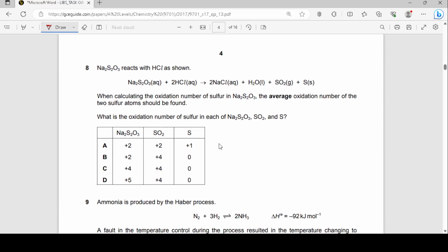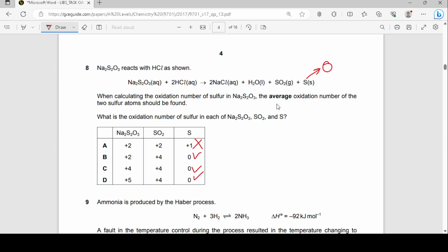I don't know if I'm wrong. Correct me in the comments. What is the oxidation number of sulfur in each of Na2S2O3, SO2, and S? Okay, so in S it's the easiest because that's a pure elemental form, so it's going to be 0. Done. So it's either B, C, or D. We can cancel out option A already.